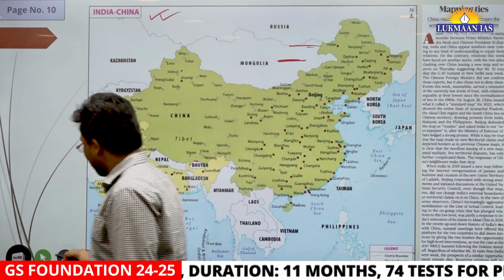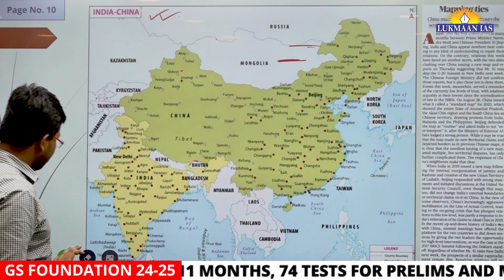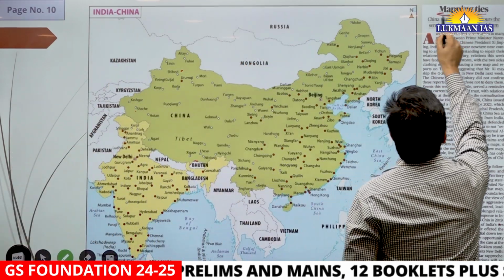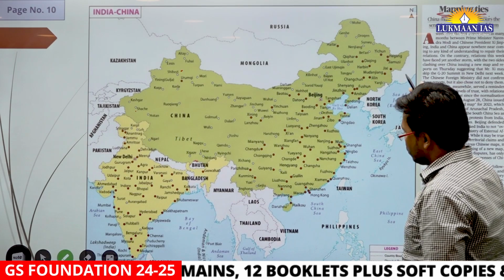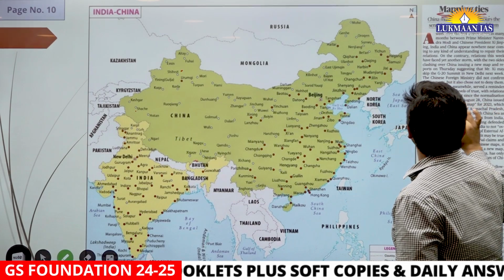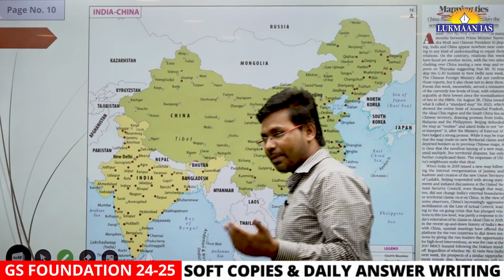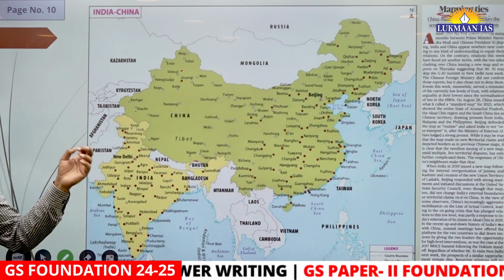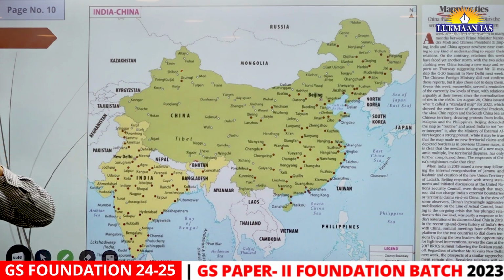Now this is another topic. This topic is important. It is related to the map related issues. So it says mapping ties. Chinese government has recently released the map, and that was an official map released by the Ministry of Natural Resources of China. So they have claimed some of the territories of India.